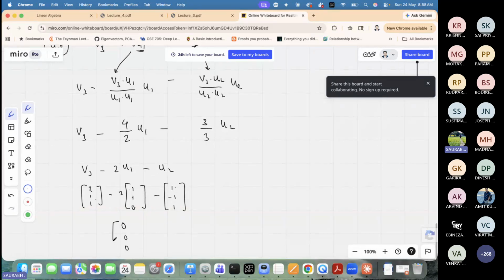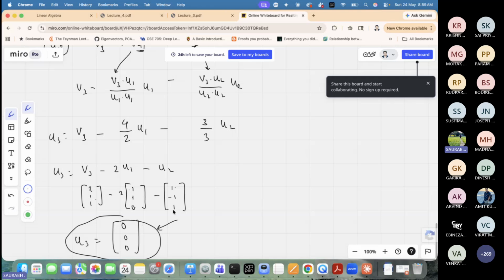So what are you getting? You're getting u3 is equal to this. So u3, you are getting it as 0 0 0. And you already knew that the third vector is already dependent. So there is no part of u3 which is new. Every part of it is aligned in the direction of u1 and u2. That's why you see that there is no new information that is coming out of u3, right?